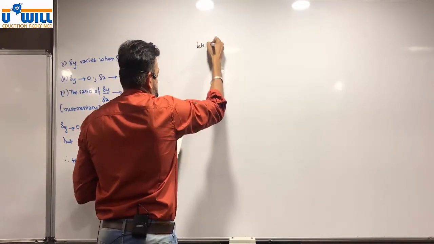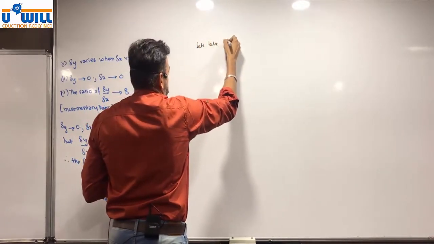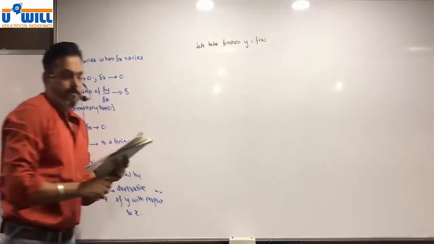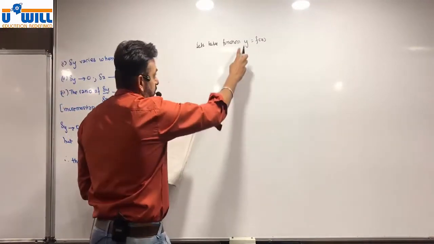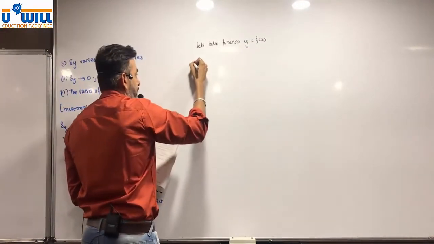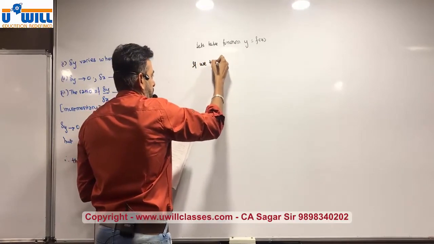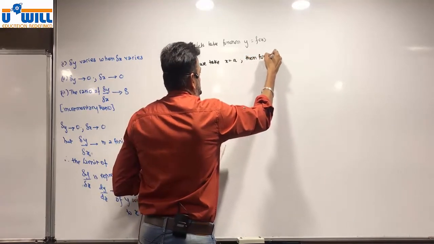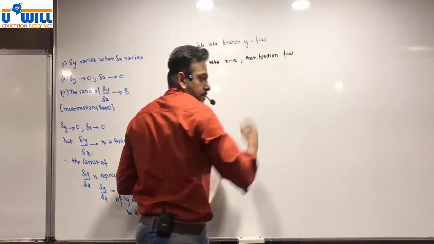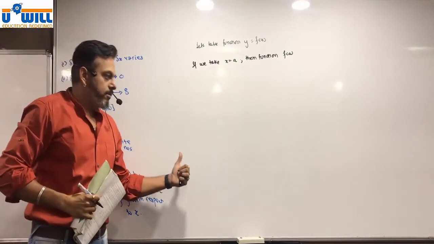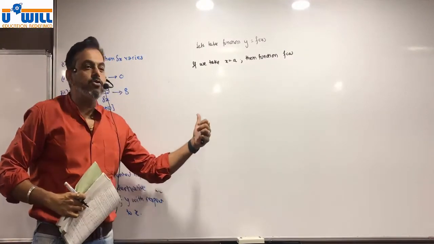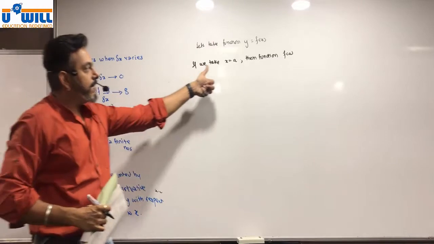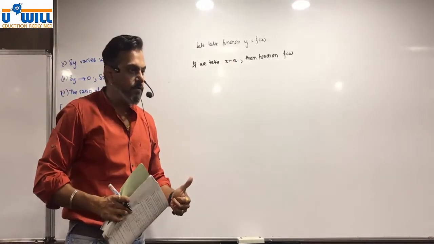Let's take function y is equal to f of x. Now, function y is equal to f of x. If we take x is equal to a, then function will be f of a. So for example, in the previous example, we took x is equal to 2. एक वेरिएबल लिया, वैसे यहाँ पे एक वेरिएबल लिया a. Understood this?